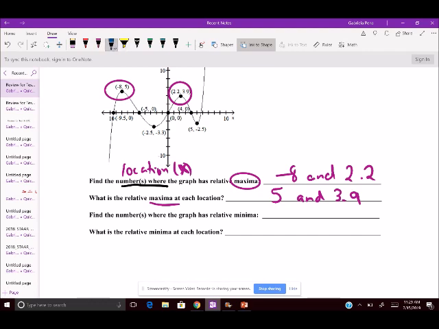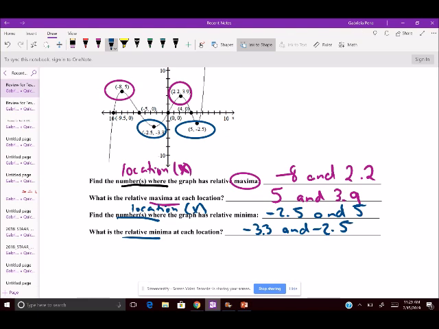So then we're looking for minimum or minima. Once again, number means a location. So we only care about who? X. So what is your X here and your X there? 0.5 and 5. And then the last one, we're looking for the actual numbers, which is -3.3 and -2.5. So this here total is worth 10 points.